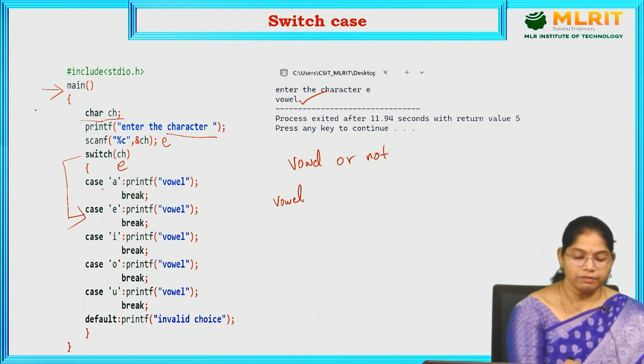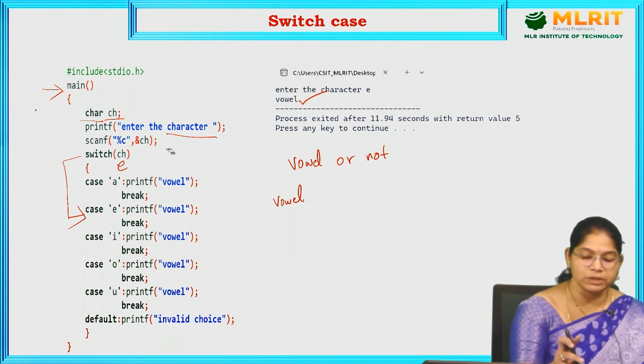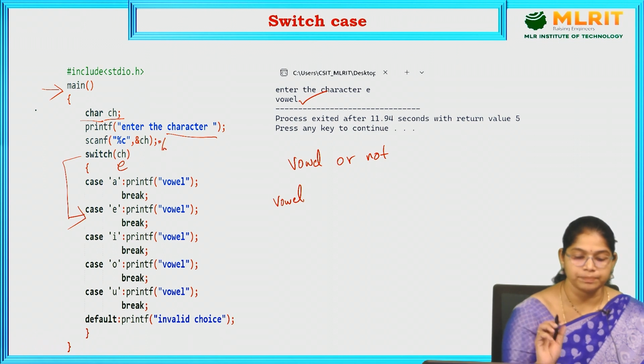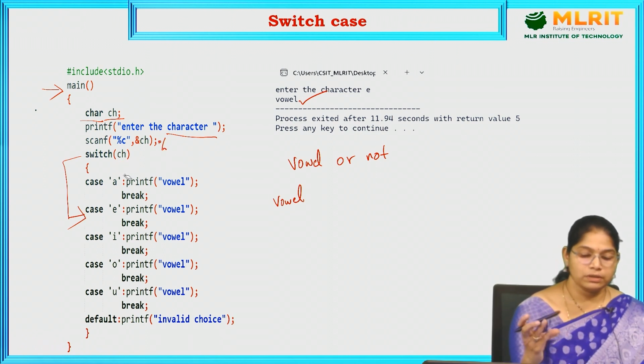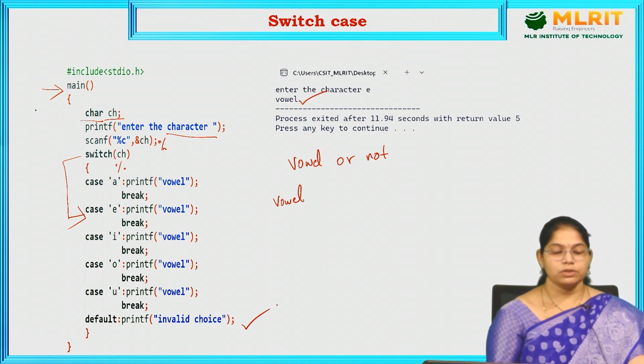If at all we did not give A, E, I, O, U, let us suppose I gave some special character like percentage. So here in the switch, is there any case percentage like that? No. So it prints invalid choice.